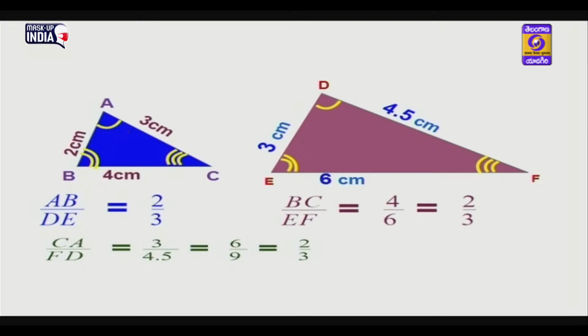We say that these two triangles are similar, that is, the corresponding angles are equal and the corresponding sides are in the same ratio, and hence these two triangles look similar.